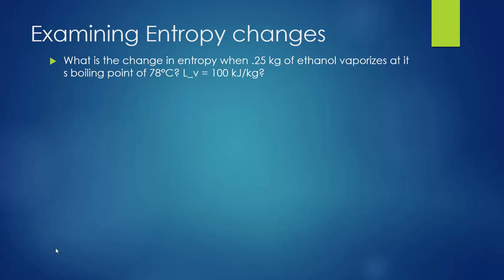So our first one is examining the entropy change during an isothermal process when 0.25 kilograms of ethanol vaporizes at its boiling point of 78 degrees Celsius, where the latent heat of vaporization is 100 kilojoules per kilogram. Well, first, if we're going to calculate change in entropy, we need heat gain divided by temperature.